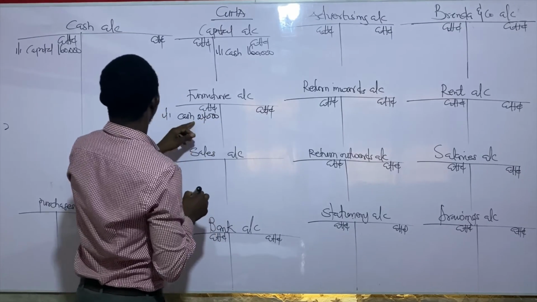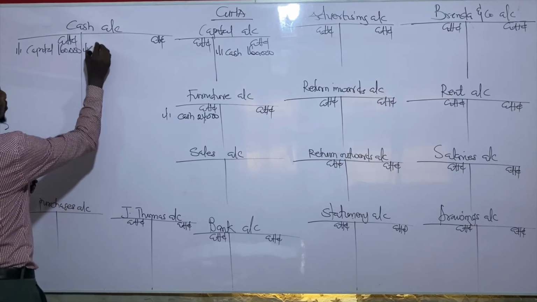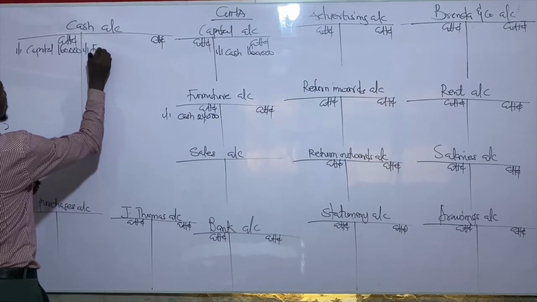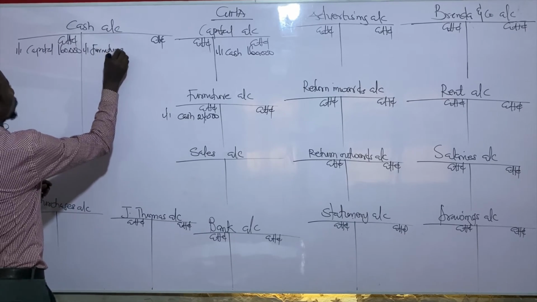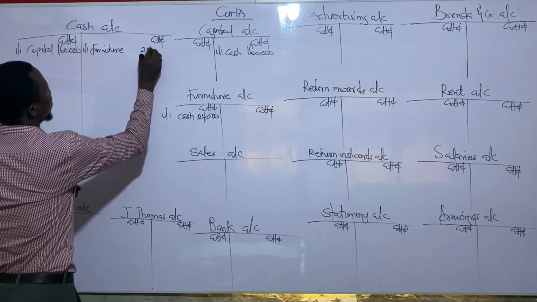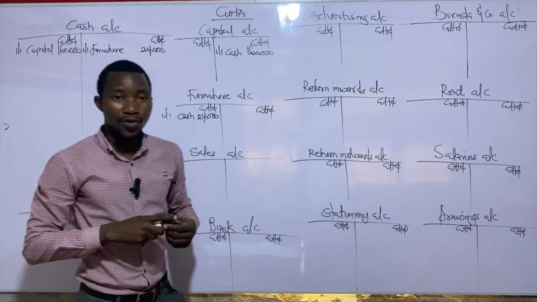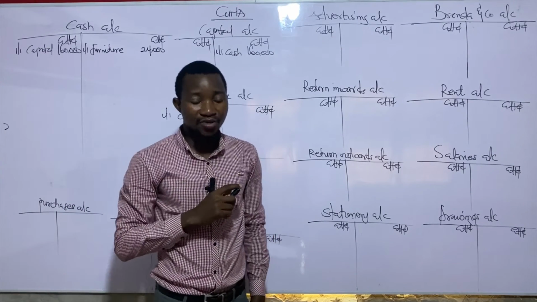Good. So the corresponding entry will be in a cash account, the same 1st January. This time furniture. And that was 24,000. Are we clear on this? Good. So we move to the very next transaction.